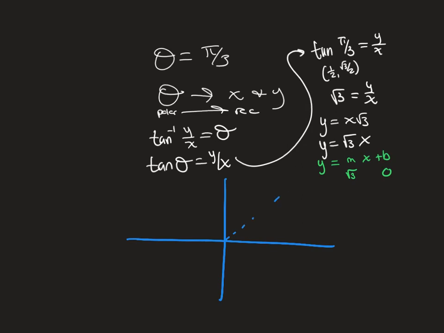So this would have been my 45 because it's in the middle. This would have been my 30. And this would have been my 60, or my pi over 3. So this says theta equals pi over 3. So you are simply this line right here. Okay, one more.